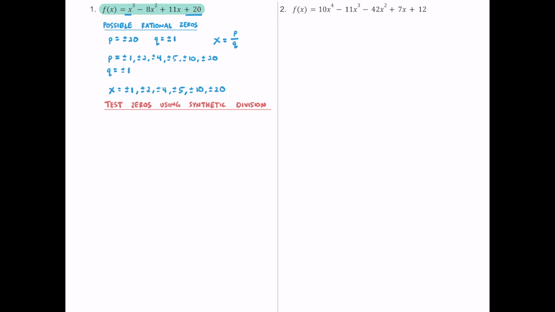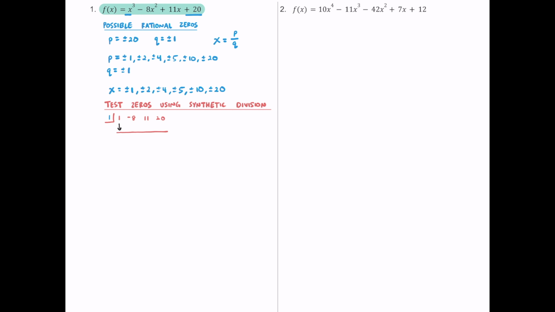Now that we have a list of 12 different possible rational zeros, let's go ahead and use synthetic division to test them out to see which one may be a rational zero. Try not to overthink this part too much, just choose one of your numbers and get started. I'm going to start with 1, and then write my coefficients down for my polynomial. So we had a leading coefficient of 1, a negative 8, a positive 11, and a 20. This process is a little bit tedious, but it's not too difficult. We just have to give it a try.